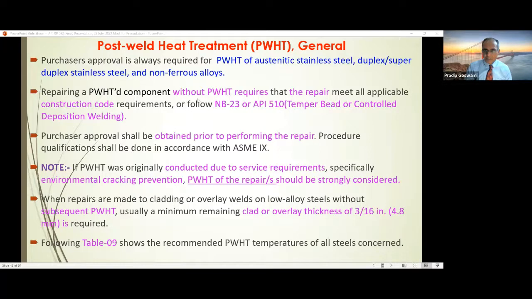It's a very tricky situation. It may happen for a new component following fabrication, or it could happen for components which had been in service for many years, and there you need to follow the NBIC or API 510, the requirements specified in this particular course.